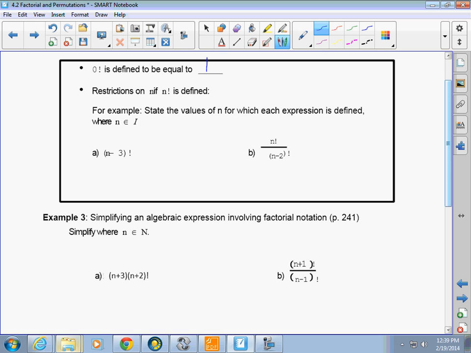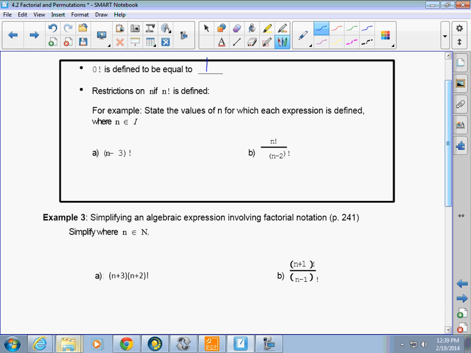So we're going to look at restrictions on n if n factorial is defined. And you'll see once we get into some numbers here, remember it has to be a natural number. So if you have a negative value, you can't do the factorial of it. I can't do the factorial of -7. If you do that on your calculator, it'll give you an error. So if n is defined, then you can find restrictions on it.